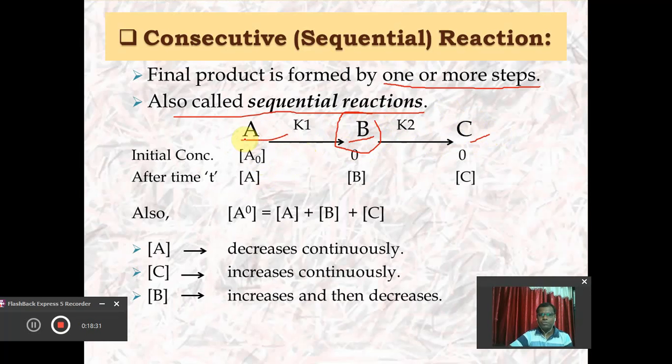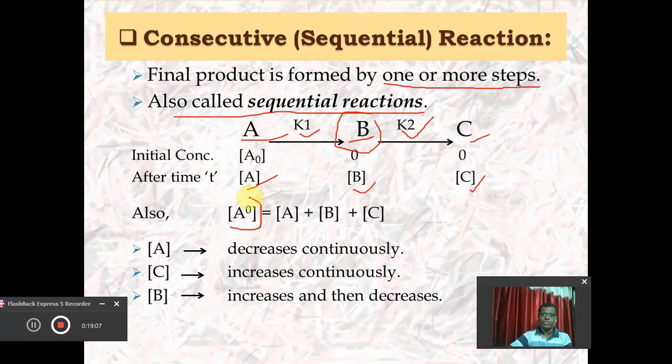So the first step is the conversion of reactant A into intermediate B, and the second step is the conversion of intermediate B into C. The rate constant of conversion of A into intermediate B is K1, and the rate constant of conversion of intermediate into C is K2. The initial concentration of A will be A0, and that of B and C at the start of the reaction will be 0. After some time, suppose the concentration of unreacted A is A, that of B is B, and that of C is C.